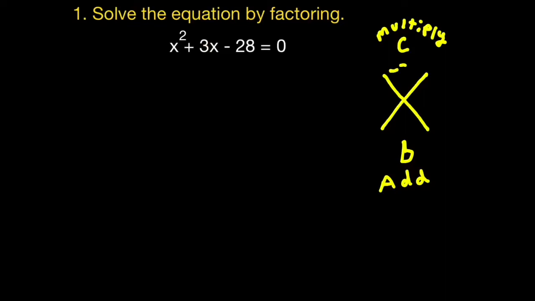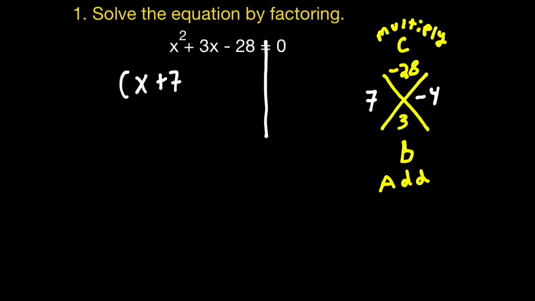So I need two numbers that multiply to negative 28 but add to positive 3. And after some trial and error, you're going to come to the conclusion that the numbers are 7 and negative 4. 7 times negative 4 is negative 28, but when you add them, they give you the positive 3. That means that I can factor the left-hand side of the equation as x plus 7 multiplied by x minus 4. And that's going to equal 0.